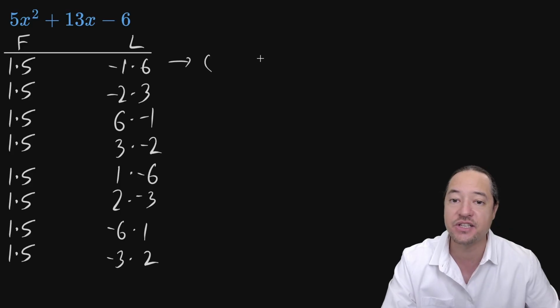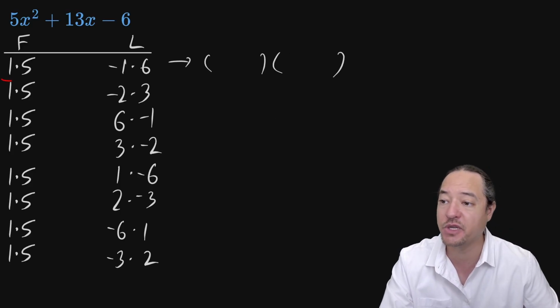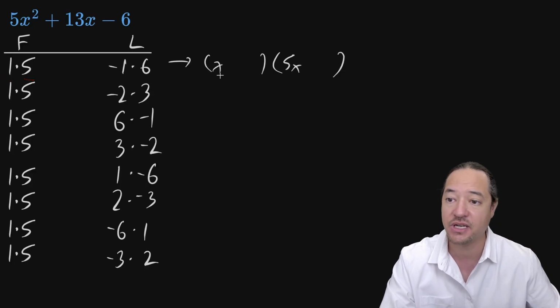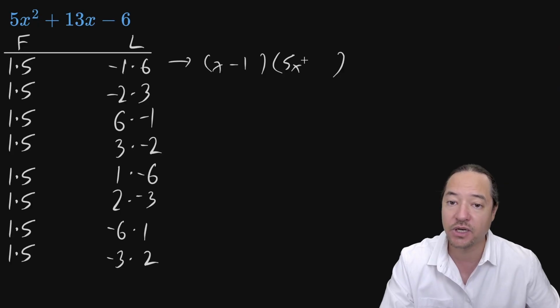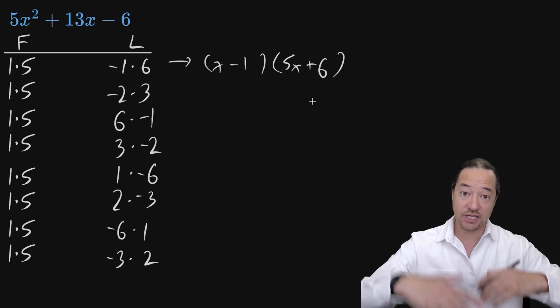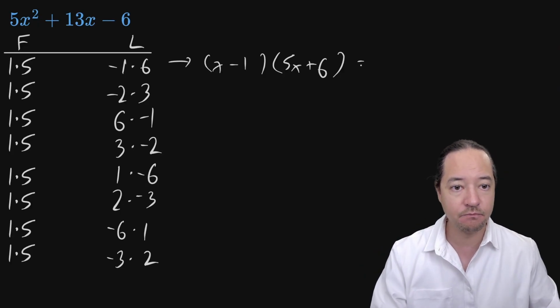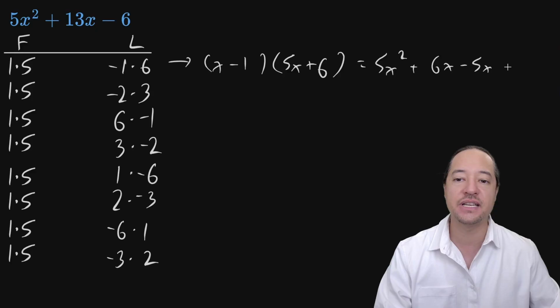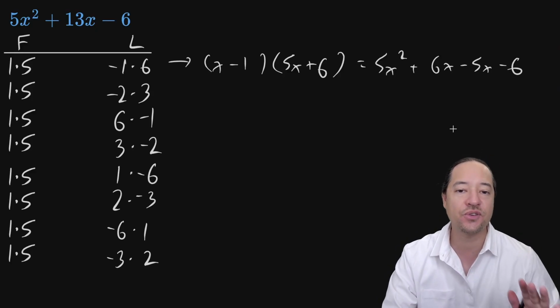Okay, what we're saying is this should be a product of two binomials, and the first terms should be 1 and 5. So we're going to have 1x and 5x for the first terms, and then the last terms should be -1 and +6. Okay, so let's FOIL this out. Let's see what we get. Going to get a 5x squared plus, well, let's do outer times outer. That's going to be a 6x. And then we're going to have a -5x. And then we're going to get a -6, right? Okay, so that's sort of what we get here.